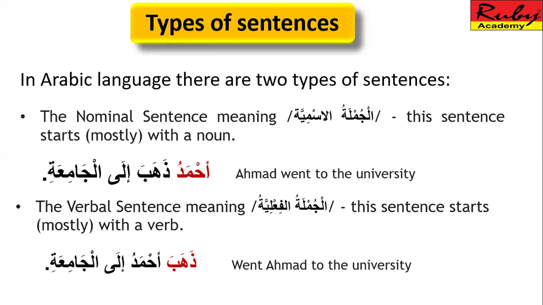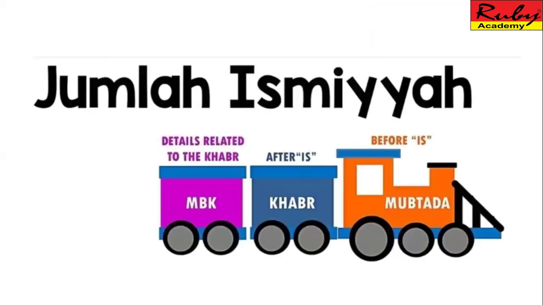Now we are taking in detail the first sentence, the nominal sentence, Jumlatul Ismiya, which has mainly two parts, Mubtada and Khabar. As you have learned in English language as well, subject and predicate. Now let's understand in detail about Jumlatul Ismiya.